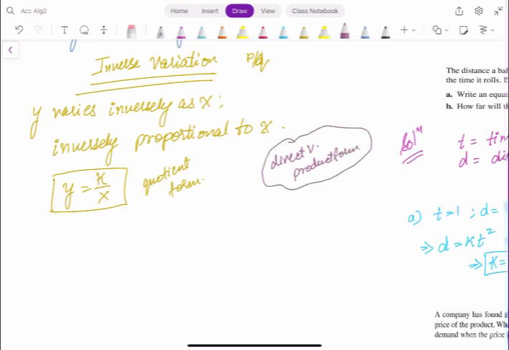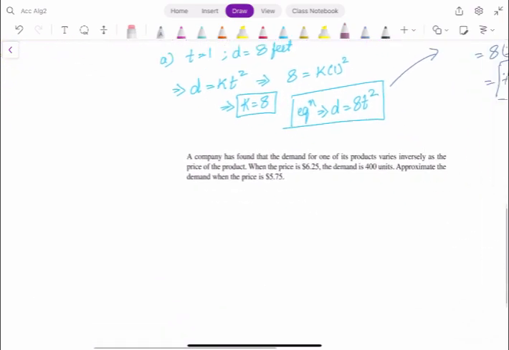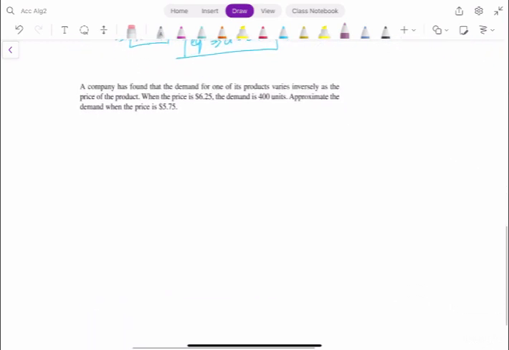Okay. Now let's discuss a few problems. So we have another word problem. If you read the word problem carefully, in the first line it says varies inversely. That is my clue. My clue is it should be in the quotient format, and whenever it is in the quotient format, we are looking for the y is equal to k over x term.